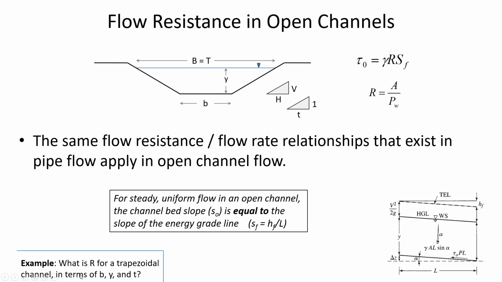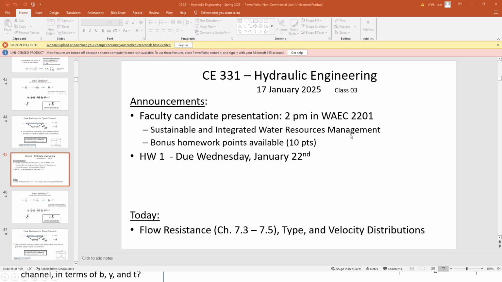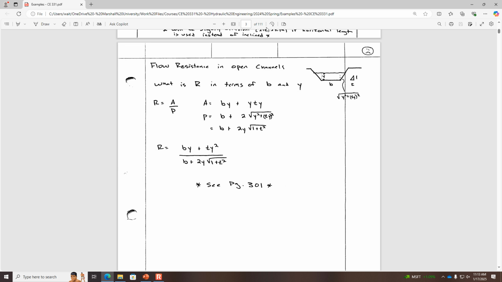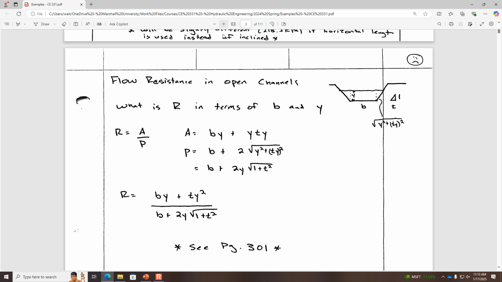So how do we find out the hydraulic radius if we need to know the area and wetted perimeter? Let me, for purposes of saving a bit of time, show you the solution to that one rather than asking you to derive it.